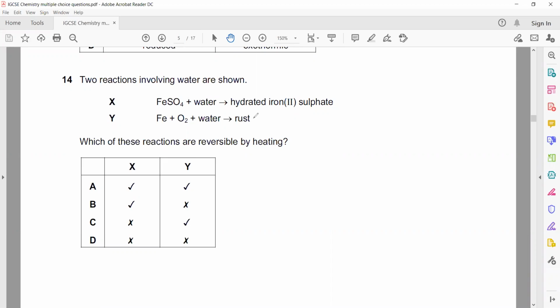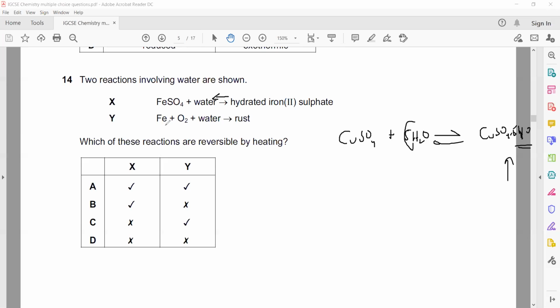When you have a hydrated salt, for example copper sulfate, you add water molecules to copper sulfate, and it becomes CuSO4.5H2O, hydrated copper sulfate. But when I supply heat energy, the water of crystallization will be lost and I can reverse this. So if iron sulfate plus water becomes hydrated iron sulfate, when we supply the heat energy, it will release the water it absorbed and give iron sulfate back.